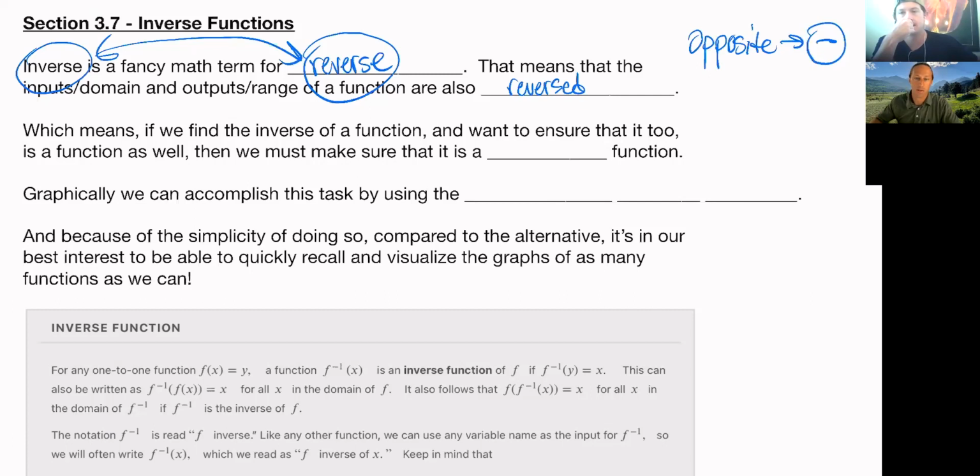Okay? So if we want to ensure that what we originally had is a function, when we take its inverse and we find that, we want to make sure that it too is a function. What do you think? How would we ensure that if we are given the original function, that the inverse would also be a function?